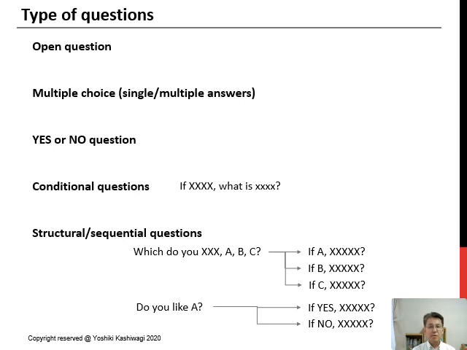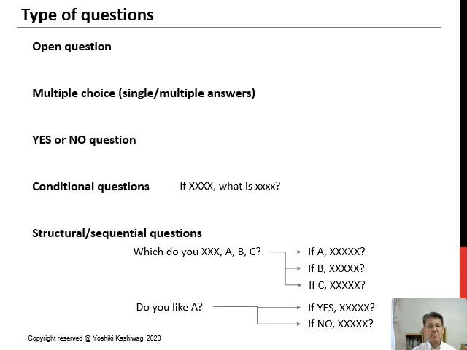The next type of question is yes/no question. This is rather simple. You ask some question and then the respondent can answer yes or no. So, do you want to eat hamburger for lunch? Yes or no? That's it. This is the easiest question for the respondent.